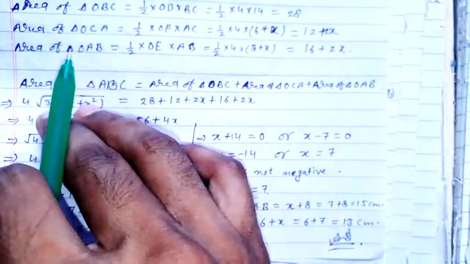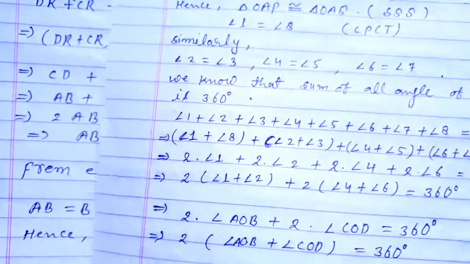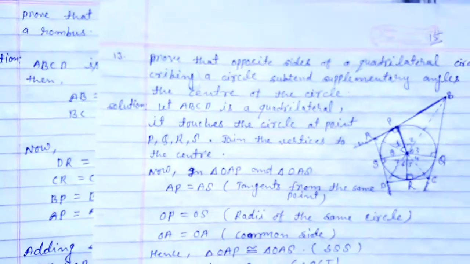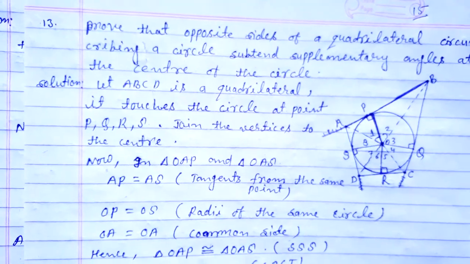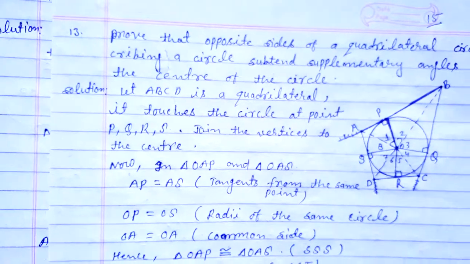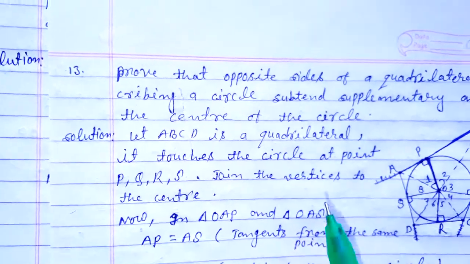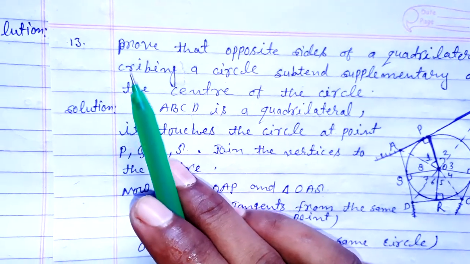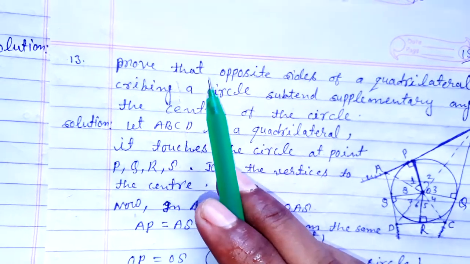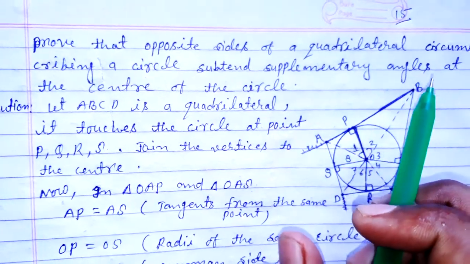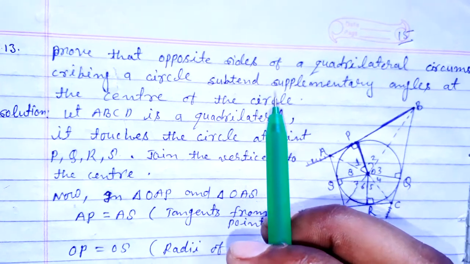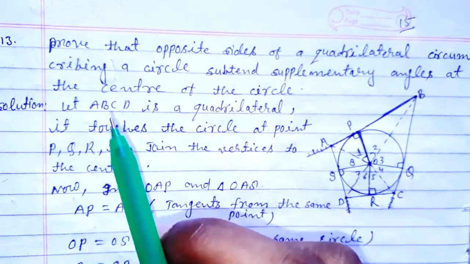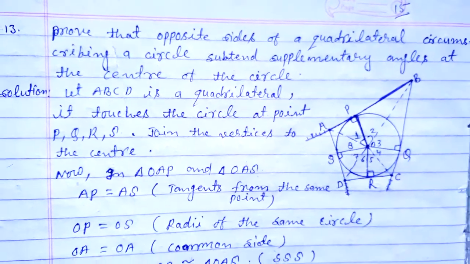Next question, the 13th question. This is the last question of this exercise. So question number 13. Prove that opposite sides of a quadrilateral circumscribing a circle subtend supplementary angles at the center of the circle.